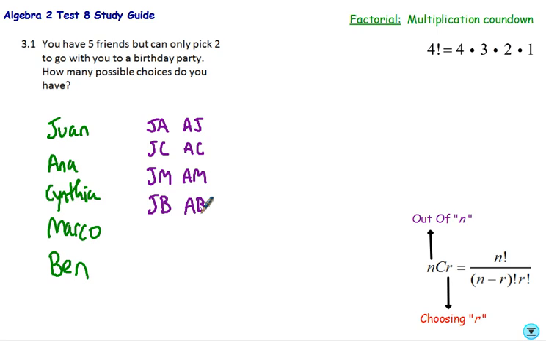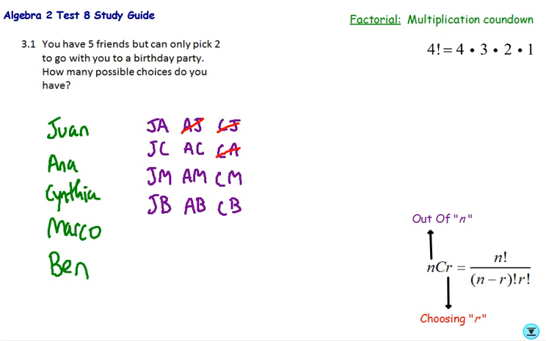But the thing is that Juan and Anna, Anna and Juan, those are the same 2 people. That's not a unique or different pair, so I can't count that twice. Let's say I started with Cynthia. So Cynthia and Juan, Cynthia and Anna, Cynthia and Marco, and Cynthia and Ben. Well, here's the deal again. I've already got Juan and Cynthia, so I can't count that. And Anna and Cynthia, I can't count that.